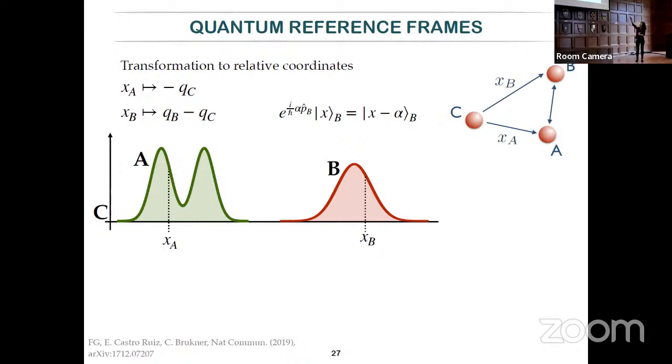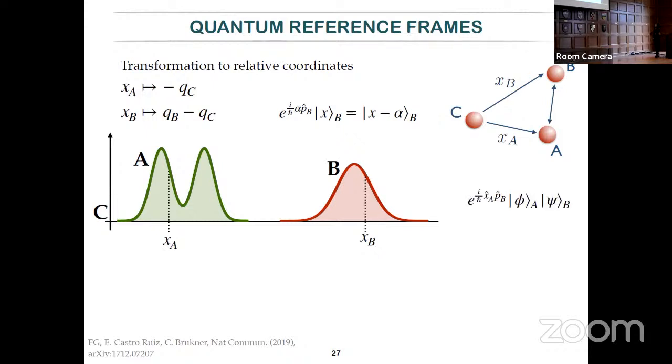And then you basically translate by every possible position in which A can be. But there are some points in which it's more likely to find system A. These will count more than the points where it's not likely to find system A. And so in the end, we also want to weigh the translation by the quantum state.